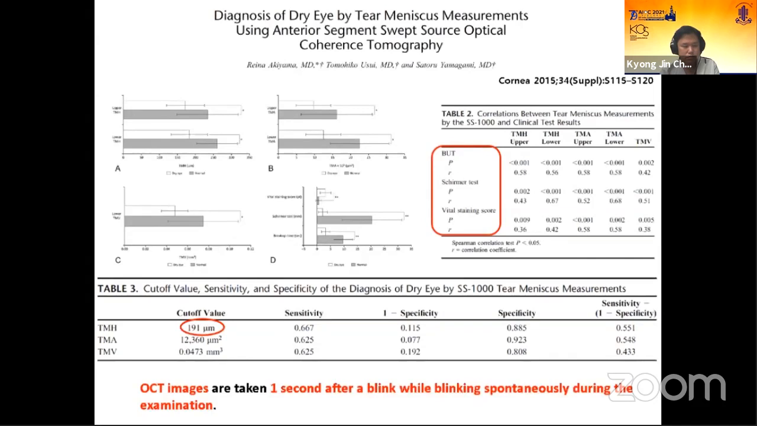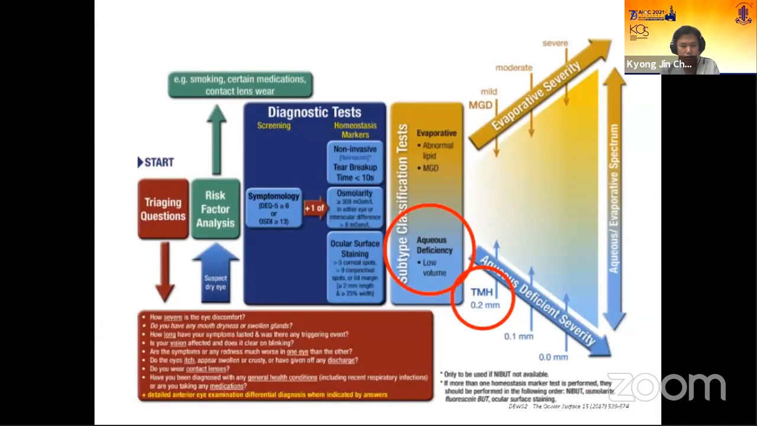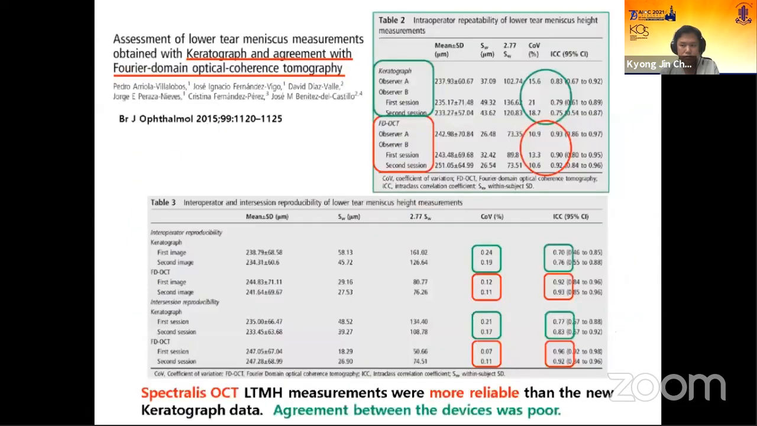Most images are taken 1 second after blink while blinking spontaneously during the examination. In these studies, the tear meniscus height value for the diagnosis of aqueous deficiency dry eye is 0.2 mm. Swept-source OCT tear meniscus height measurements were more reliable than the keratograph data. Agreement between the devices was poor.